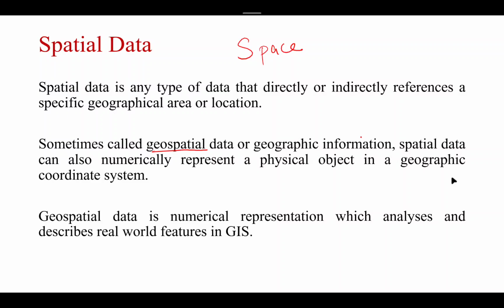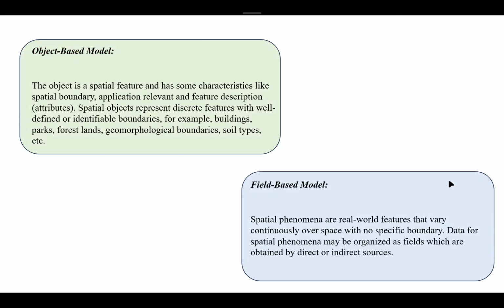Moving forward, there are different models in spatial data. There is something called the object based model, and then there is something called the field based model. The object based model is a spatial feature and has characteristics like spatial boundaries, application relevance and feature description, or attributes. If you remember from the last video, I spoke to you about attributes. Spatial objects represent discrete features with well-defined or identifiable boundaries.